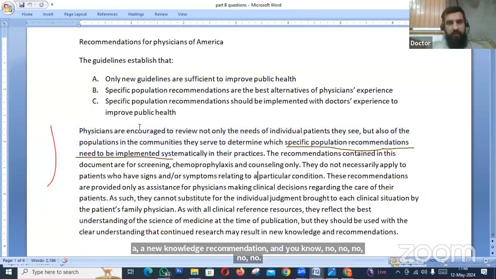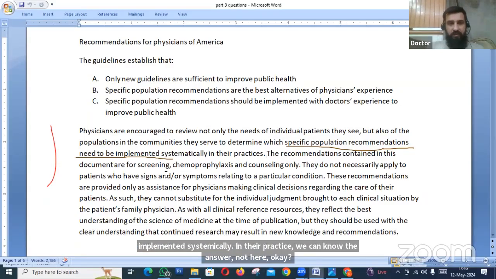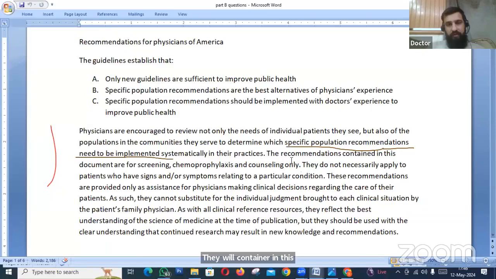Okay. You should encourage to review not only the needs of individual patients they see, but also of the population in the community they serve to determine where specific recommendations need to be implemented systemically in their practice. Okay, no, the answer is not here. Okay. Recommendations contained in this document are for screening and counseling. Still not. They do not necessarily apply to patients who have signs and symptoms relating to the particular condition.